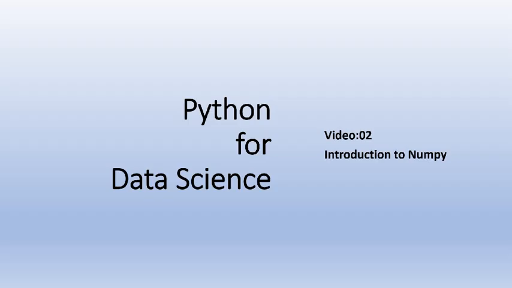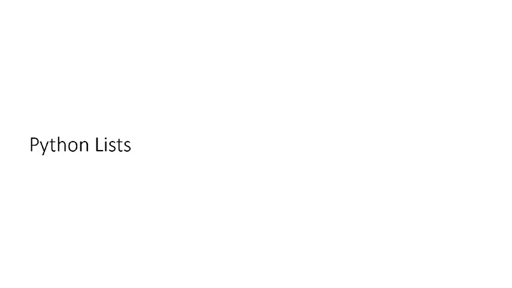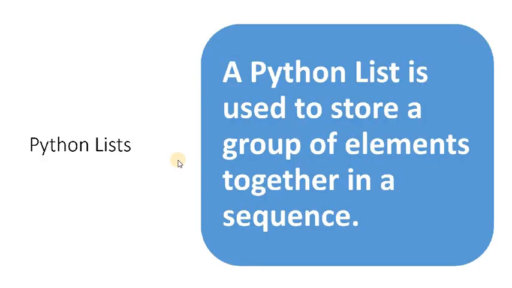In this video, we will see what is NumPy. We know there is a concept in Python, or rather a data structure, that is a list. What is a Python list? A Python list is used to store a group of elements together in a sequence. So, to perform operations on the list, we need to iterate through that list.